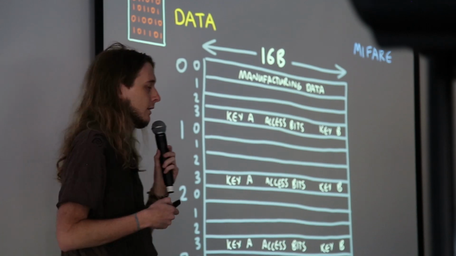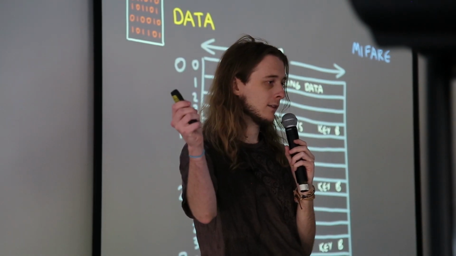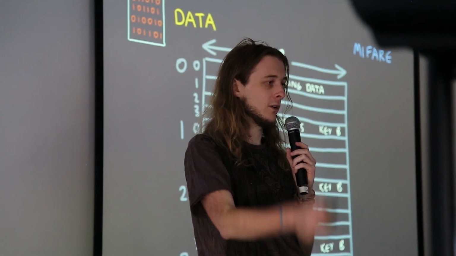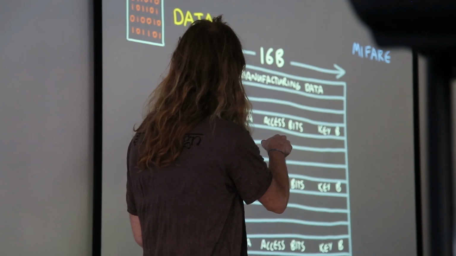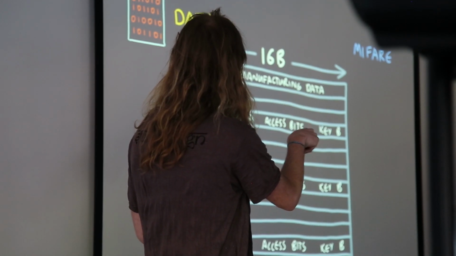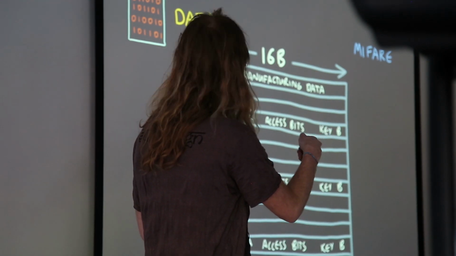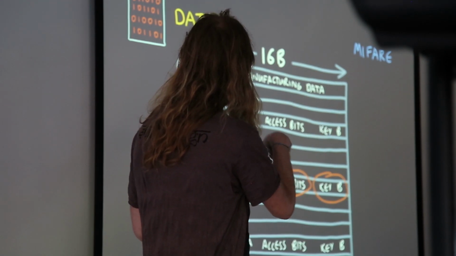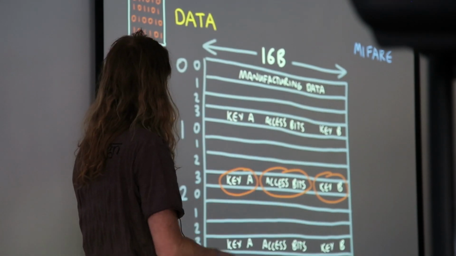And so this is what a Mifare layout would look like. Each block is 16 bytes, and you have 4 blocks per sector. The first block is just manufacturing data and then boring stuff. But in each sector, you have 2 keys and some access bits.